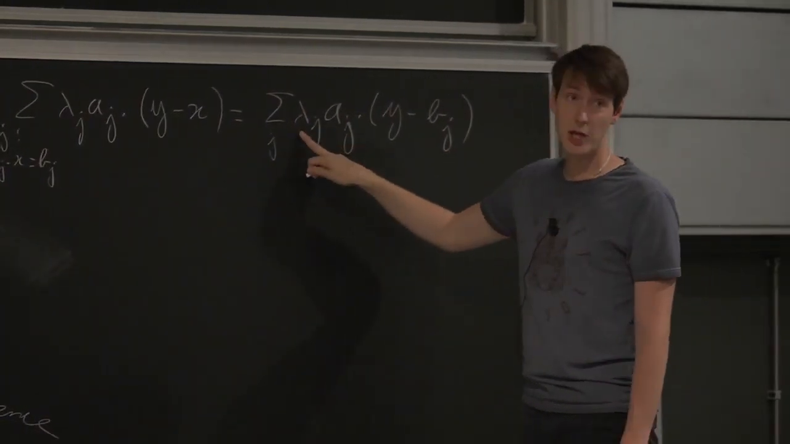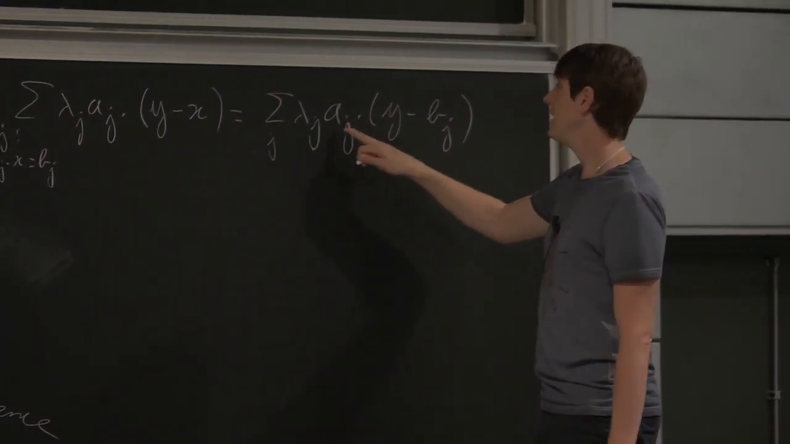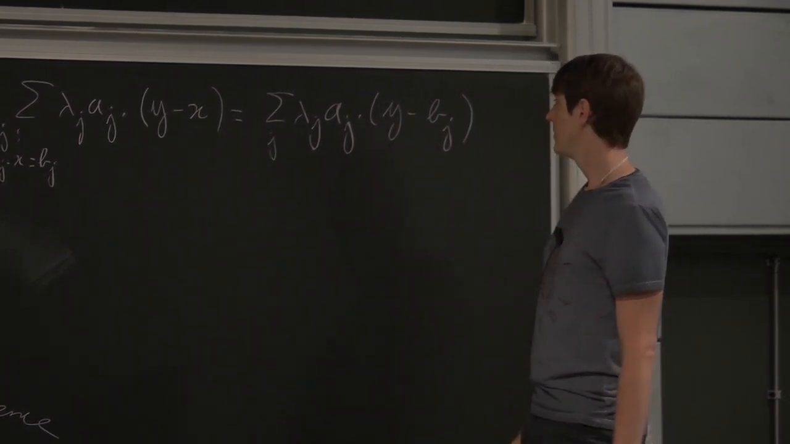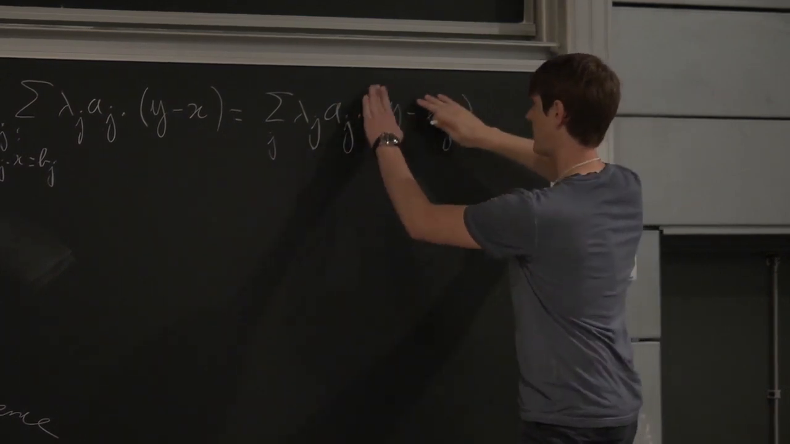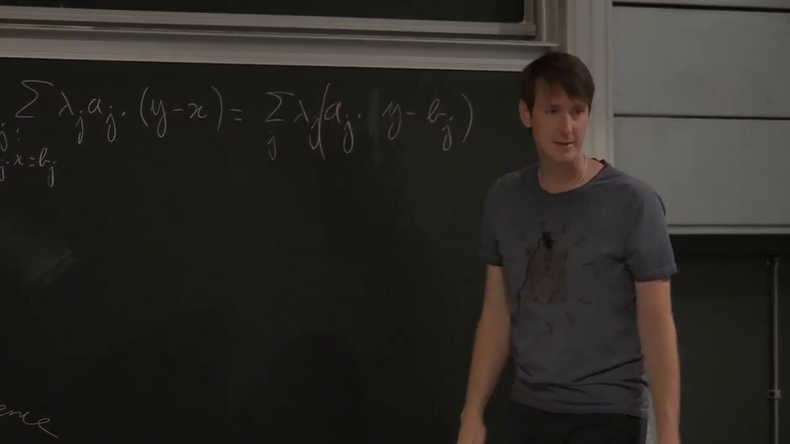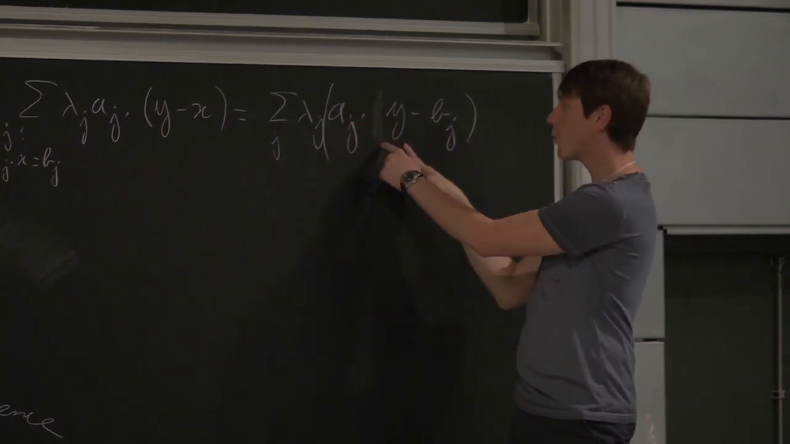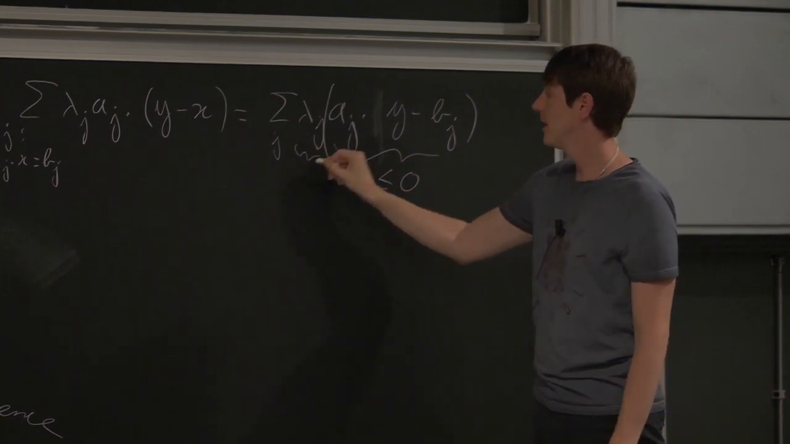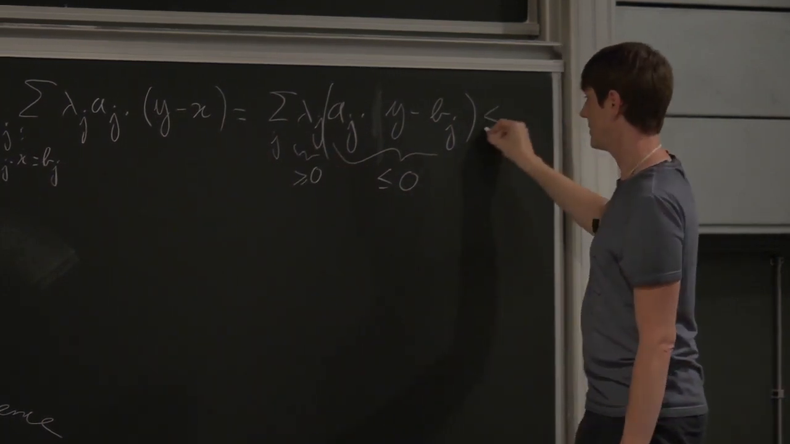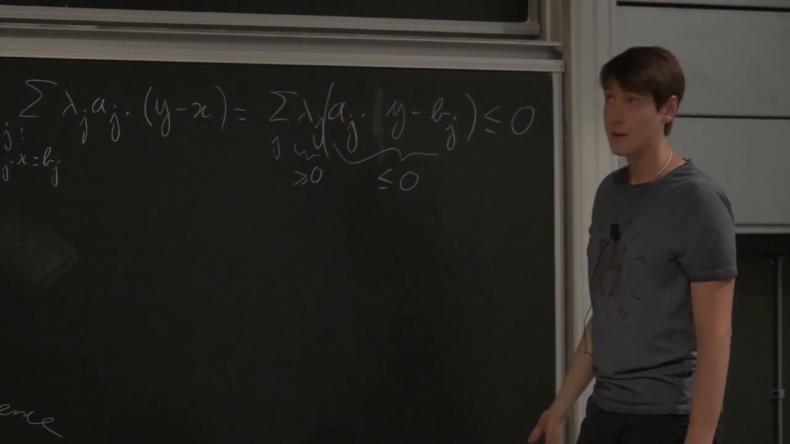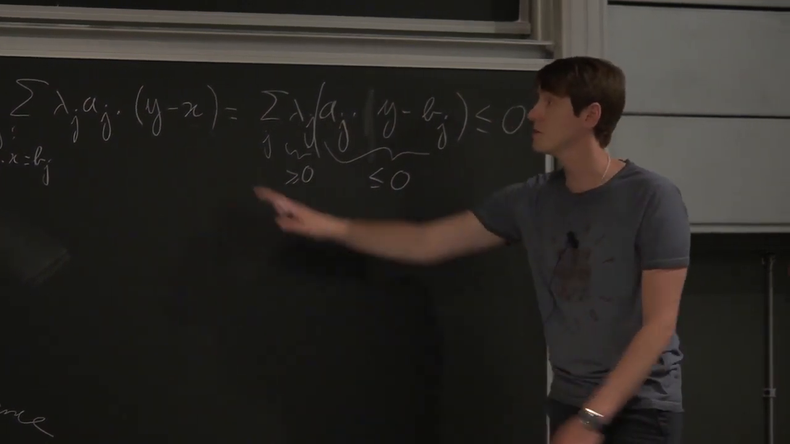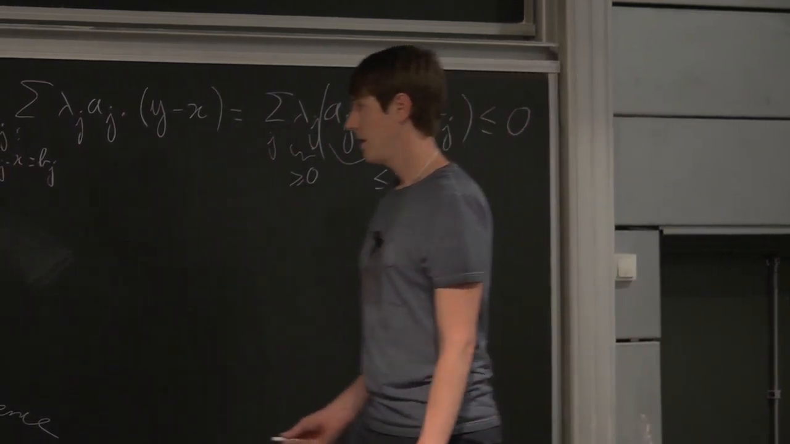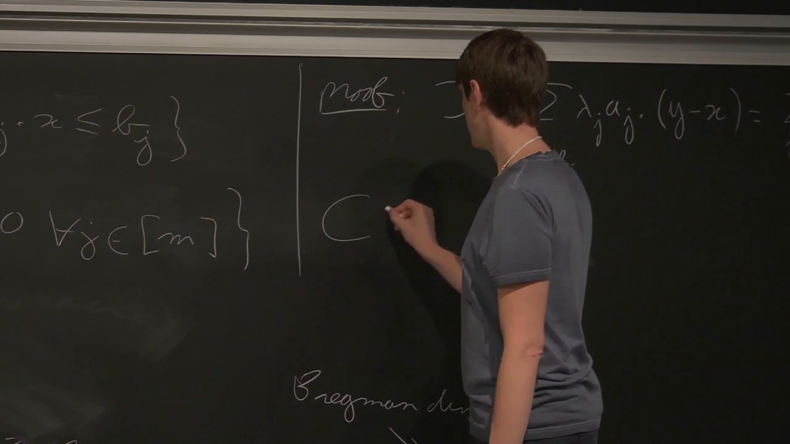Okay, but the lambda j's are non-negative, and aj dot y minus bj is negative. Bj is a scalar, it's like this, parenthesis. Yes. So aj dot y minus bj is negative or non-positive, and lambda j is non-negative, so this is non-positive. Okay, so this vector is in the normal cone. Now, let's do the other direction.